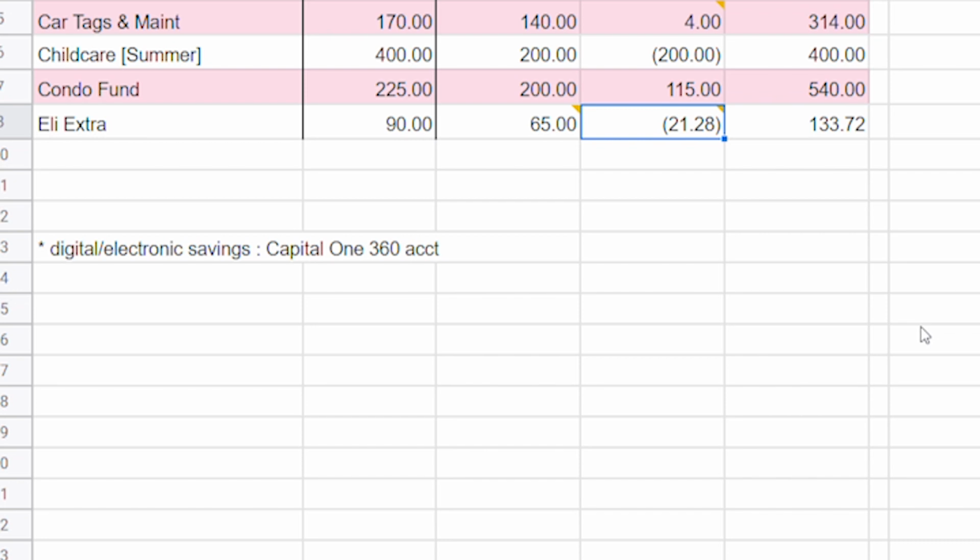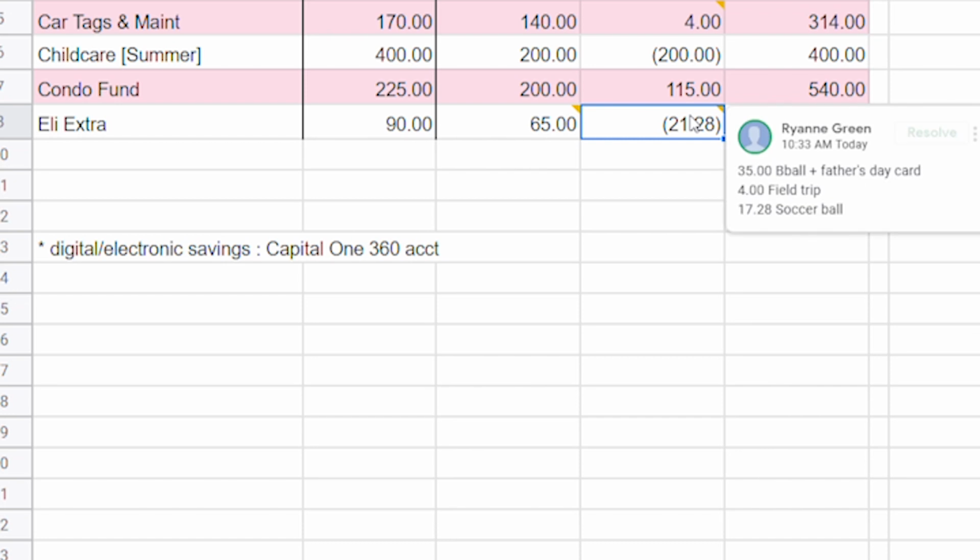And then in June, I put in $10 first paycheck, $25 second paycheck, and then we had 3 transactions here for Elijah in June. So the $35 was, I have the notes here, I bought him a basketball and he bought his father a Father's Day card. He saw it when we were checking out at Target, it was a Spider-Man one, and he wrote his own message inside, but I was like, this is coming out of your money. So he went ahead and did that.